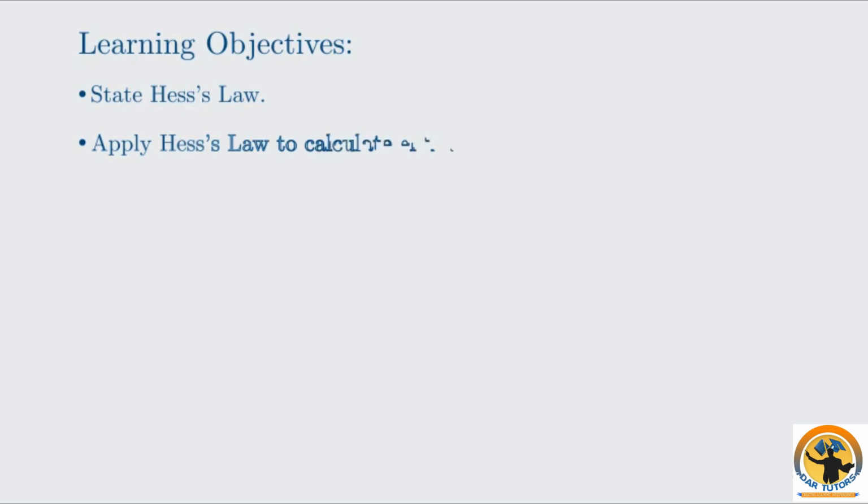Today, we're focusing on a core principle in IB Chemistry Higher Level, Hess's Law. By the end of this session, you will be able to state and apply Hess's Law to calculate enthalpy changes for reactions that cannot be easily measured directly. You'll be able to work through problems using both energy cycle diagrams and the algebraic method. These are critical skills for the HL exam.